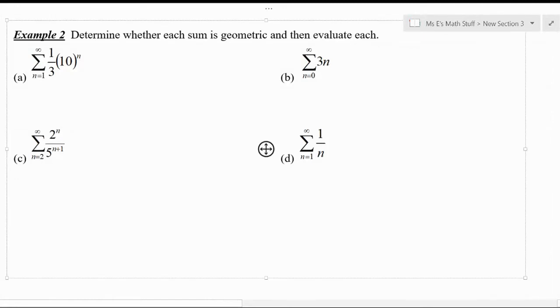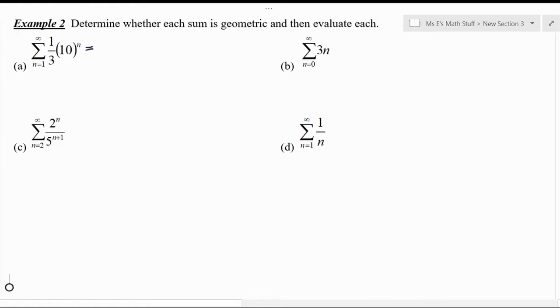Okay, so for example 2, there are a couple different ways you go about it. Some folks can tell by the way that the terms are defined that this is geometric with a common ratio of 10. Therefore, it will diverge to infinity. Now, if just glancing at it doesn't work for you, then just expand it out.